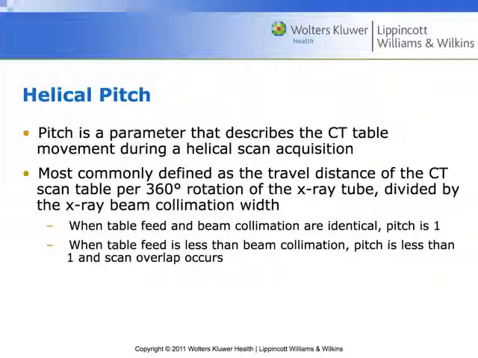If the table feed is less than the beam collimation, the pitch will be less than 1, and we'll have overlap of our images because we're scanning over an area that we already scanned. So if we need really, really detailed information, we might do that. But typically we're working in pitches in the range of 1 to 1.5. The most common pitch ranges are between 1 and 1.5.